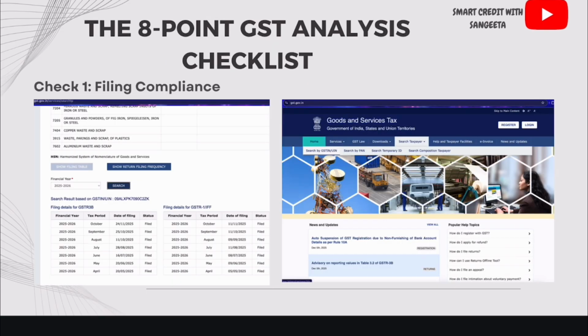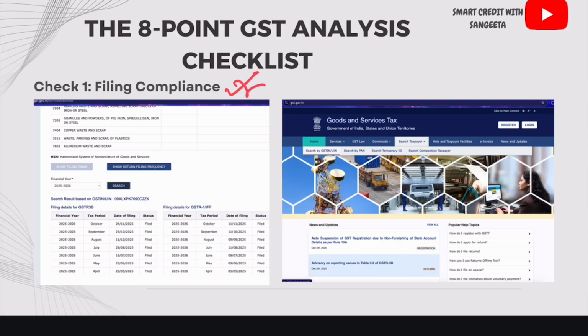Now, here's my 8-point GST analysis checklist. Let me tell you how I do it, and I think this will take hardly 10 minutes once you start understanding it. It can help you save your potential NPA. This is very easy, right? Now, first is filing compliances. Checklist number 1.